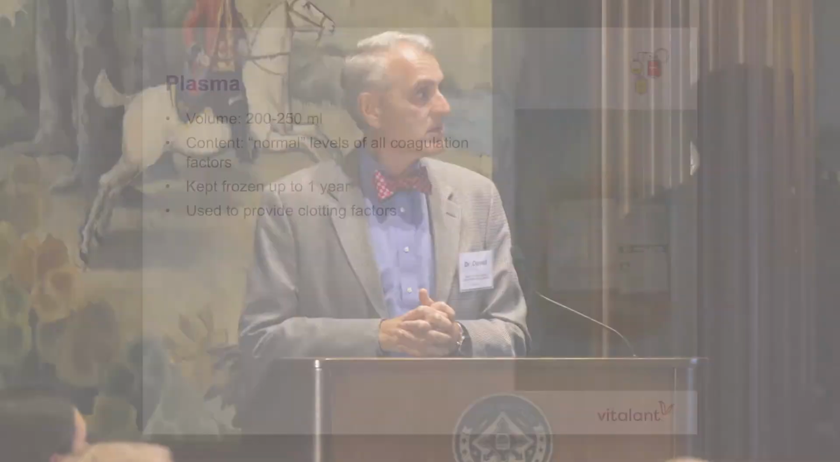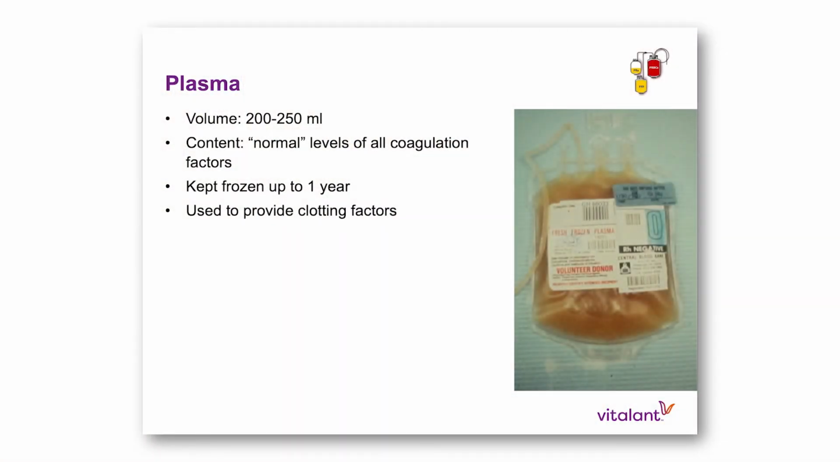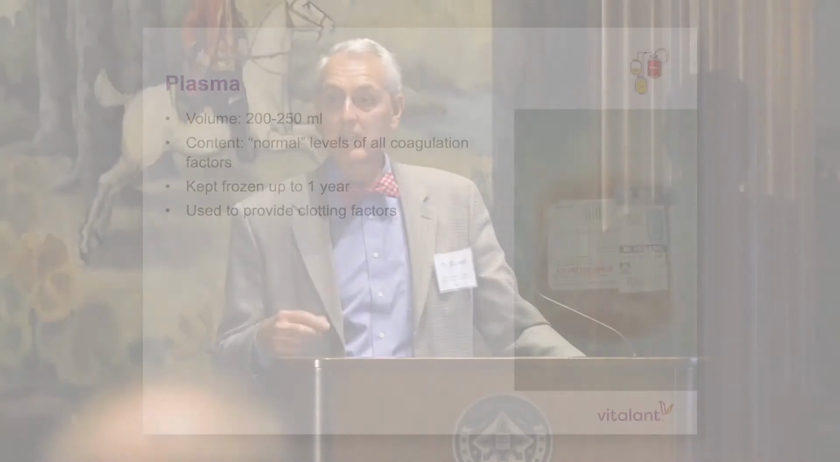The last product I'll talk about is plasma. The vast majority comes from a whole blood donation. We make a packed cell, and the supernatant is the plasma. It's kept frozen, which is the optimal storage for plasma. Then we thought we can't really send a block of ice to the floor. And it is used because of clotting factors that work with the platelets to prevent bleeding.